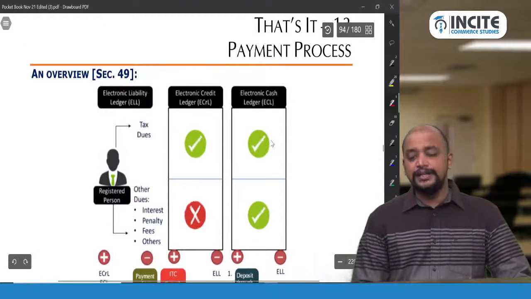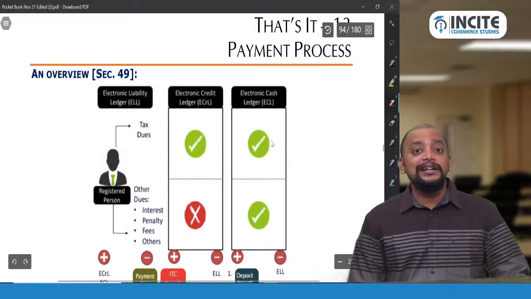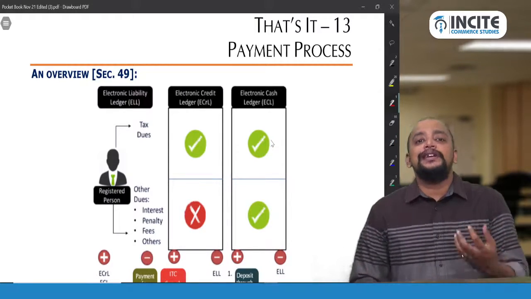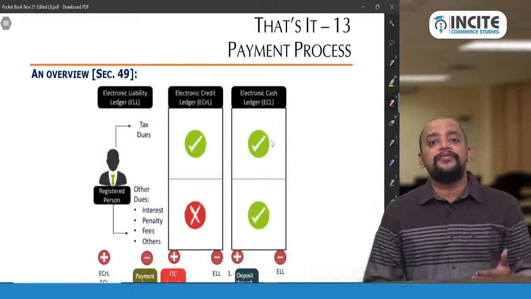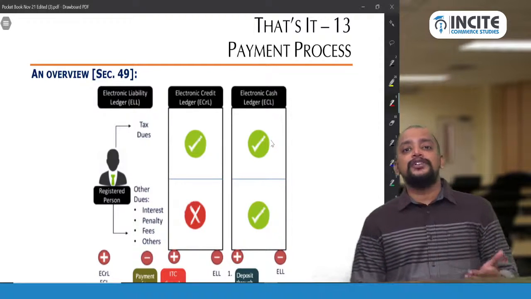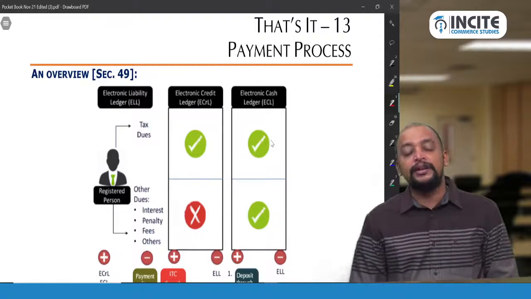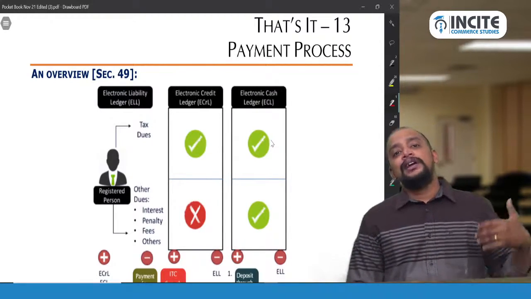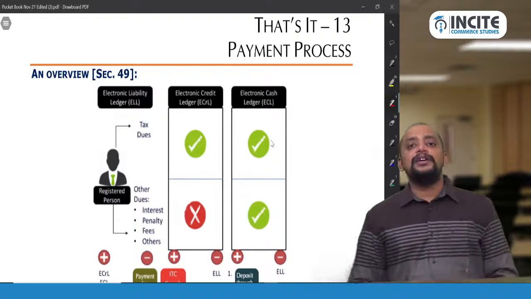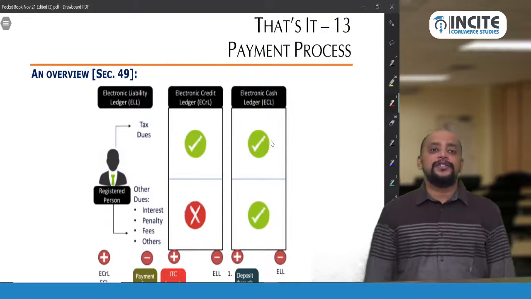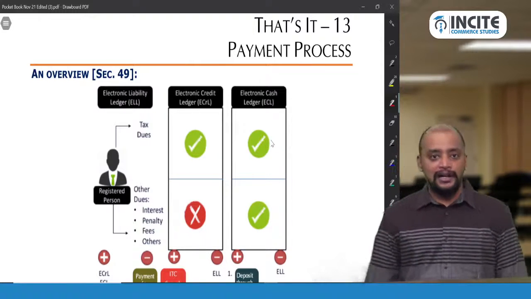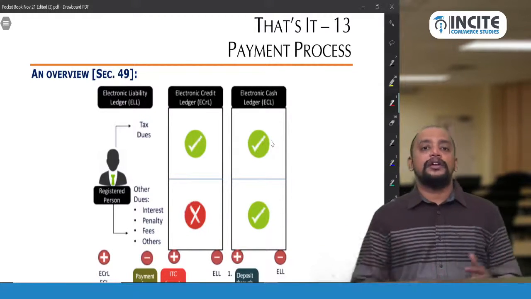Okay. So that is this, and these three ledgers are maintained by the GST network on behalf of every registered person, and usually these ledgers will have a contra effect. Contra effect means, for example, input tax credit shows a debit balance for the registered person, but the electronic credit ledger shows a credit balance. Same way, liability shows a credit balance for the registered person, but the electronic liability ledger shows a debit balance. So like that, it will have a contra effect.